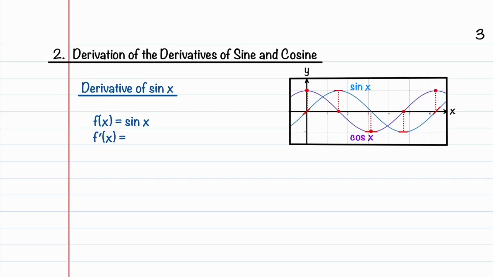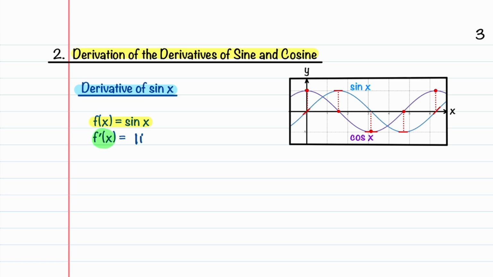Let's now learn how to find the derivative of sine and cosine. We're going to start by finding the derivative of sine x. We are given the function f of x is equal to sine x, and we want to find f prime of x. We are going to find f prime of x by starting with the limit definition of the derivative.